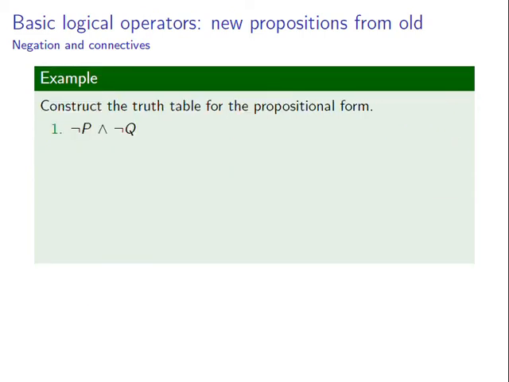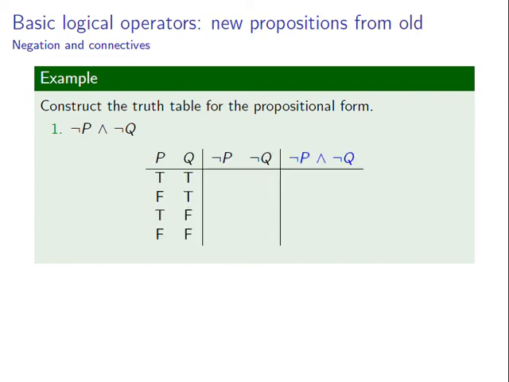For the next set of examples, we are to construct truth tables for the given propositional form. Assume that all letters represent unknown propositions. First, we have the conjunction not P and not Q. Since there are 2 variables in this propositional form, the truth table has 4 rows, corresponding to the 4 possible combinations of truth values of P and Q. For clarity, we include 2 columns for the truth values of not P and of not Q.